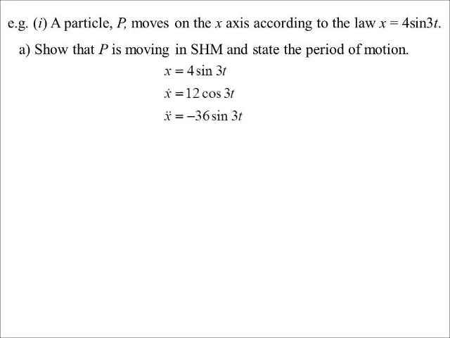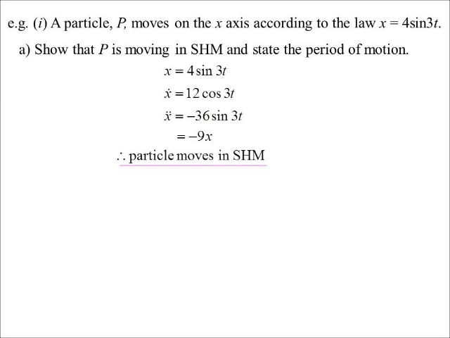Well, it's a gift question really, because all I've got to do is differentiate it twice and I get minus 36 sin 3t. Well, displacement was 4 sin 3t. So it's minus 9x. It's a negative constant times displacement. Yes, that is simple harmonic motion.